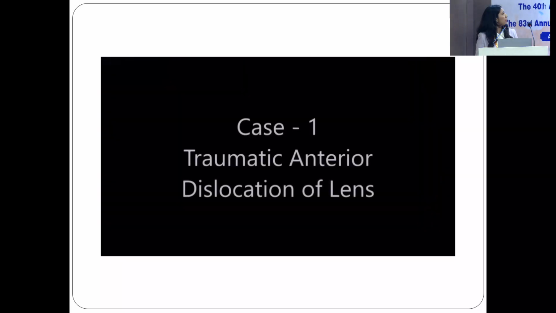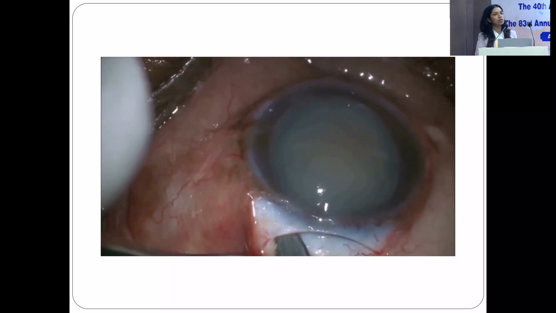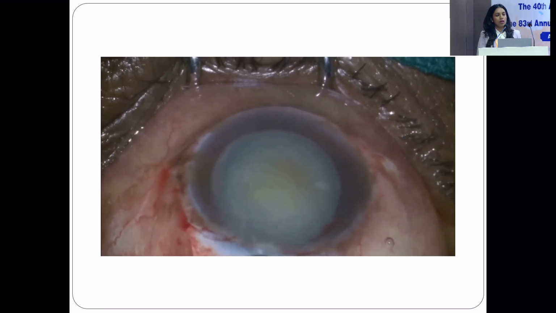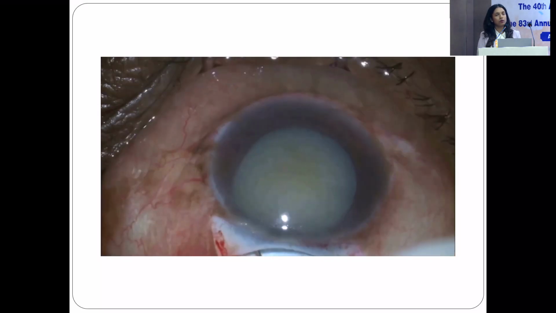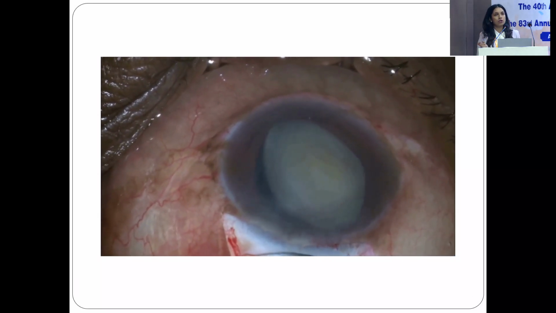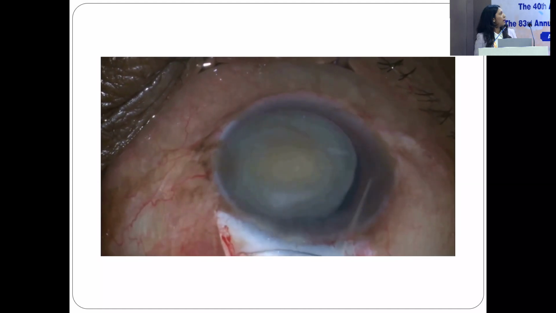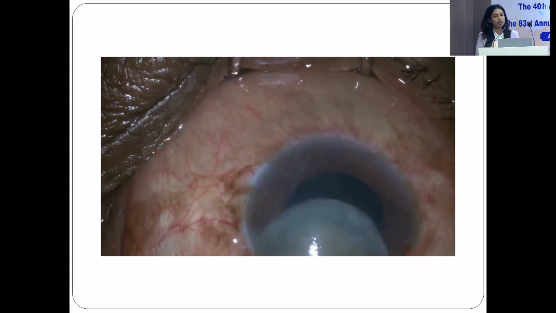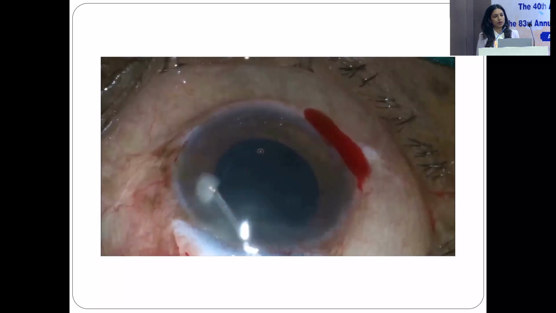So now I would like to show a few cases. This first case was a case of traumatic anteriorly dislocated nucleus. While I was dialing it out, I observed that there was no capsular support beneath it. So I gently dialed it out of the bag, prolapsed it into the anterior chamber, and then delivered it out through the sclerocorneal tunnel. After that, anterior vitrectomy was performed in a routine fashion.